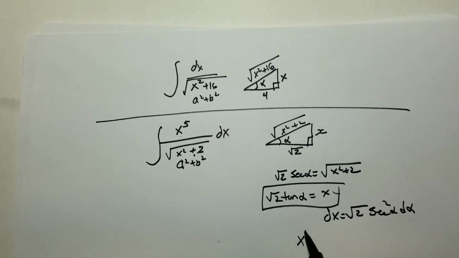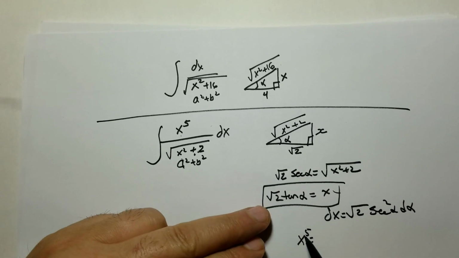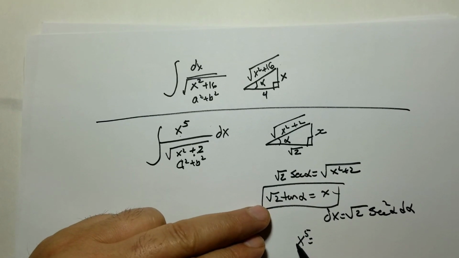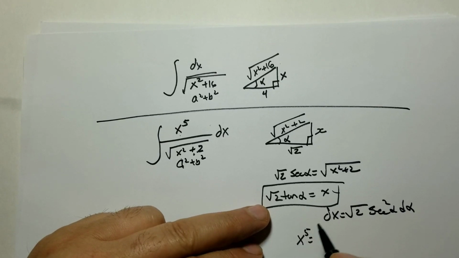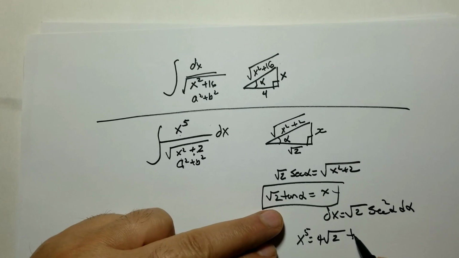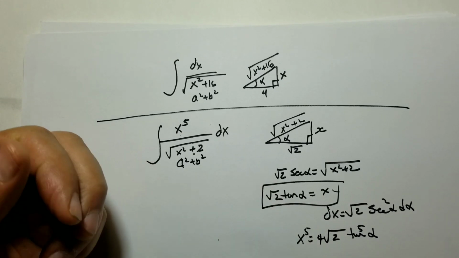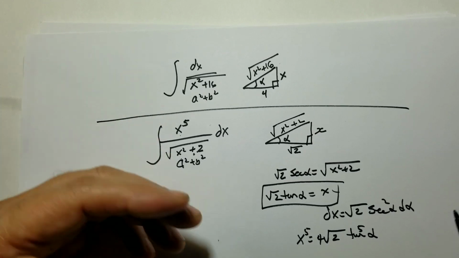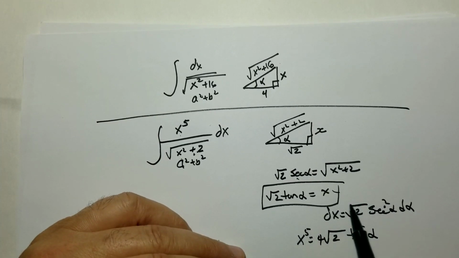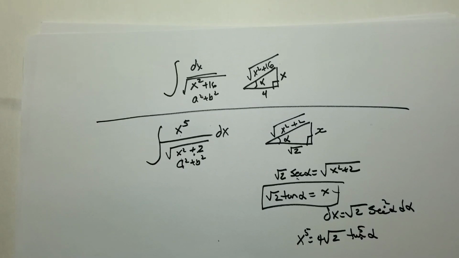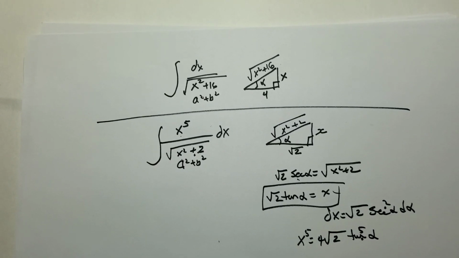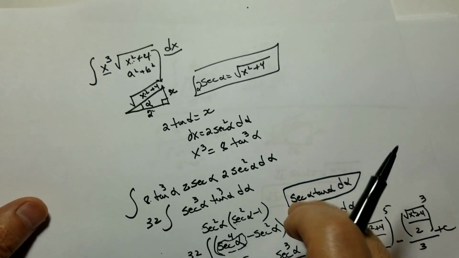Therefore, my dx is the square root of 2 secant squared of alpha d alpha. And x to the power of 5 is square root of 2 times square root of 2 is 2, 2 times 2 is 4, so it is 4 square root of 2 tangent to the power of 5 alpha. And that's not very hard, because this becomes secant cubed, and that becomes tangent to the power of 5. You have to take 1 away from it and do exactly the way I did right here, and we solve that problem.